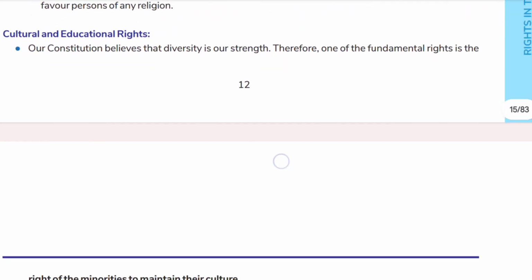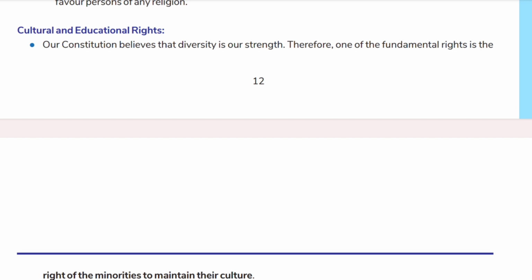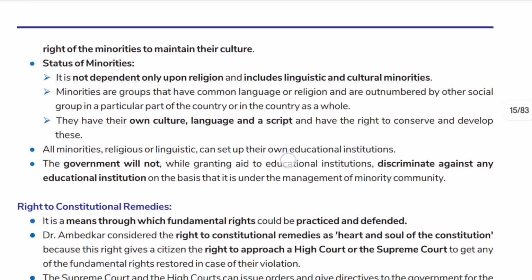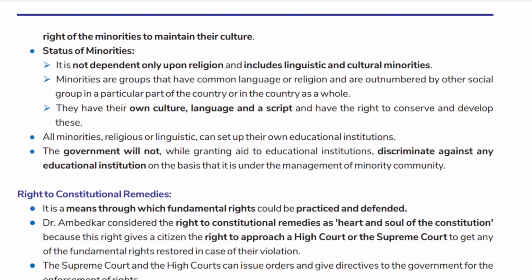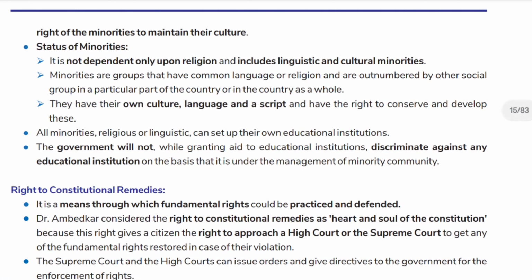Cultural and educational rights. Our Constitution believes that diversity is our strength, and therefore one of the fundamental rights is the right of minorities to maintain their culture. The status of minorities is not dependent only upon religion and includes linguistic and cultural minorities. Minorities are groups that have common languages or religion and are outnumbered by other social groups in a particular part of the country or in the country as a whole. They have their own culture, language, and script and have the right to conserve and develop this.